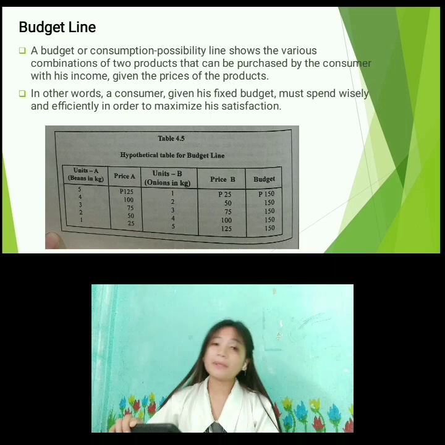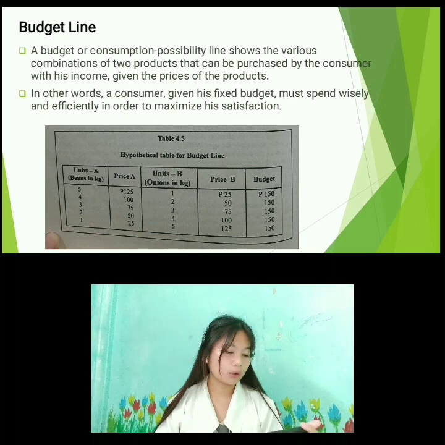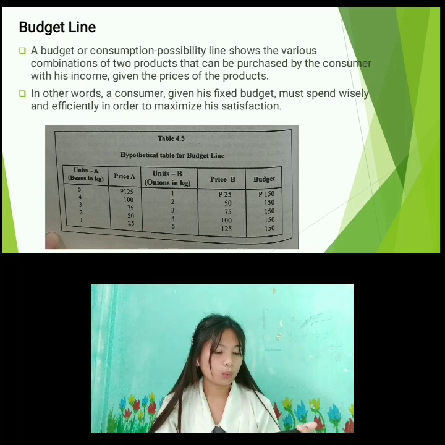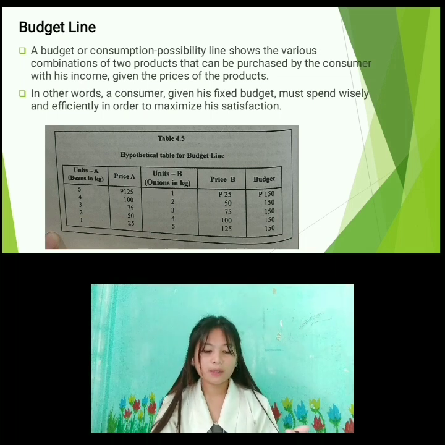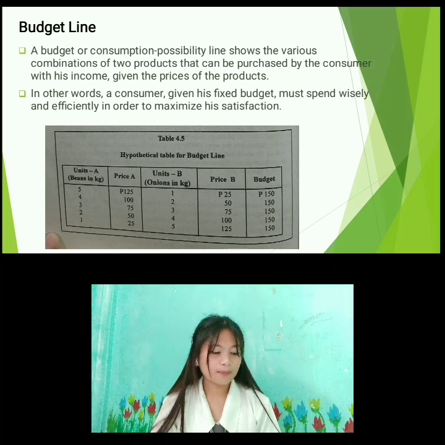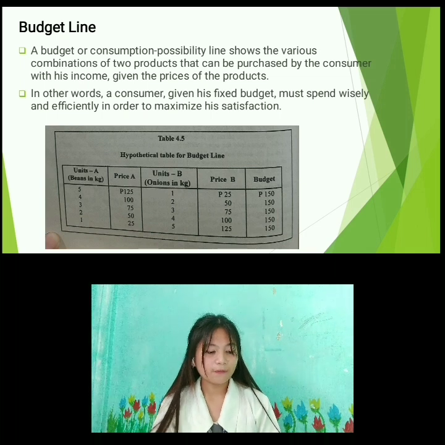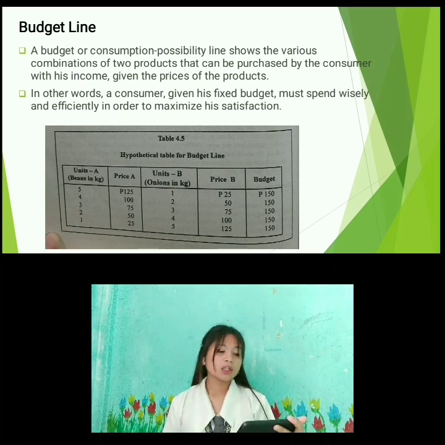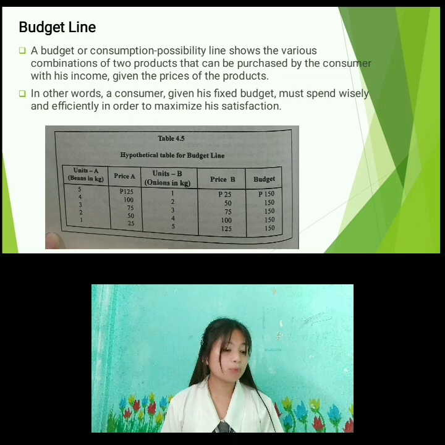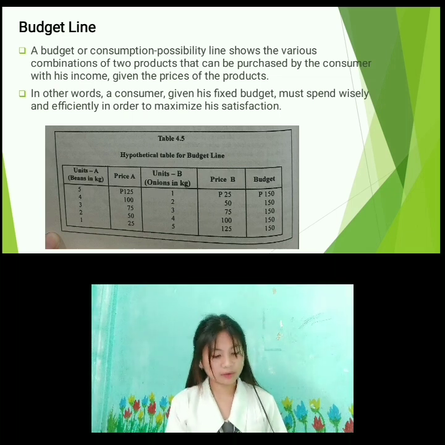So halimbawa, if ang pipiliin ng isang consumer is itong combination number 2, which is 4 kilos of beans, which is 100 pesos yung price, and 2 kilos of onions worth 50 pesos for a total of 150. If ganyan yung pipiliin niya, rather than yung 5 kilos of beans, which is 125, and 1 kilo of onions, which is 25 pesos, if yung pangalawang combination yung pipiliin niya, he or she must give up the amount of beans in order to gain more onions. So, ganyan yung point dito sa budget line.